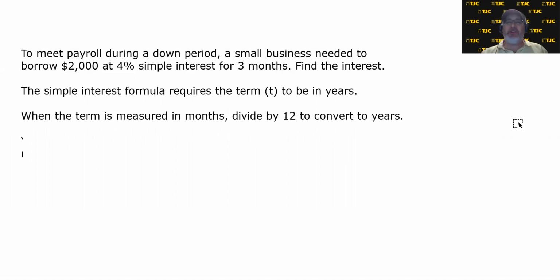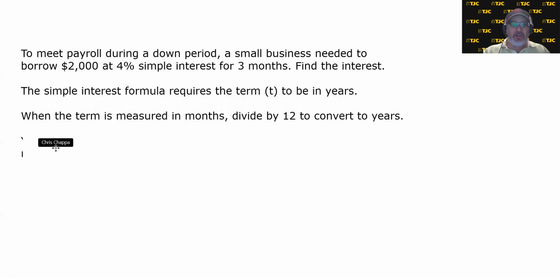When the term is measured in months, divide by 12 to convert to years. That makes perfect sense. Ever ask somebody how old their child was and they said 24 months? And in your mind you thought, why didn't you just say 2 years? Well, you already know 24 divided by 12 is 2. So you already know the move to convert months to years.